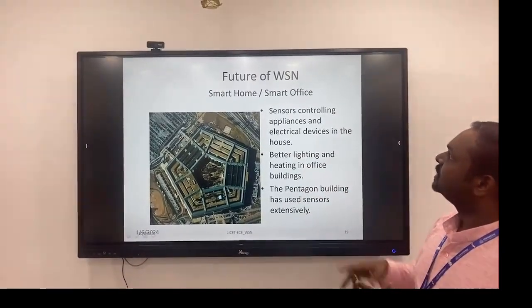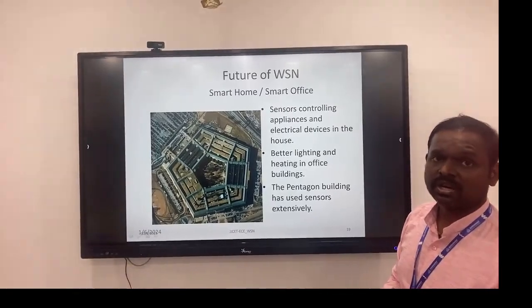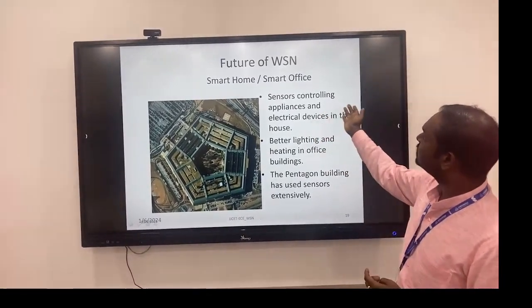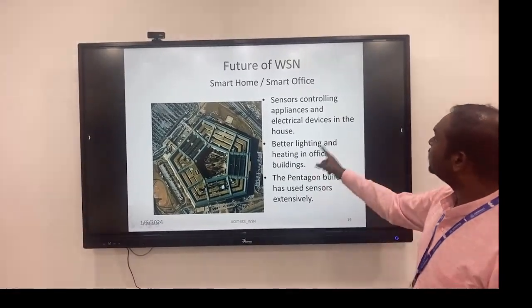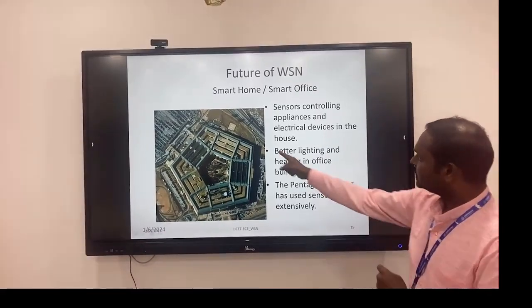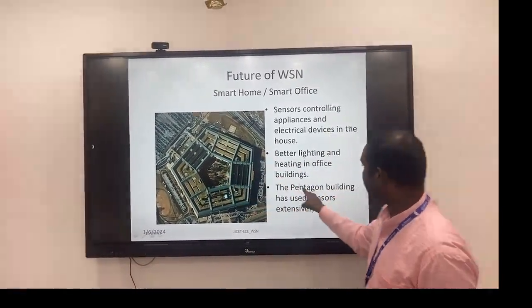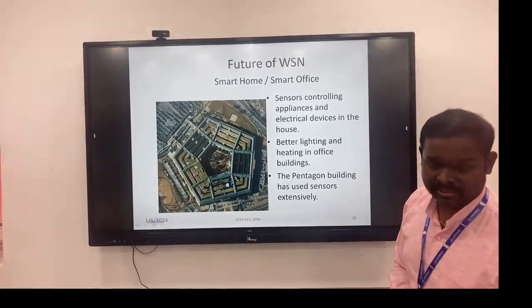For our reference, this is a future application. We can use wireless sensor networks for sensors controlling applications and electrical devices in the home itself, and for better lighting and heating in the office environment. The Pentagon, this is the Pentagon-shaped building. The Pentagon building has used sensors very extensively.